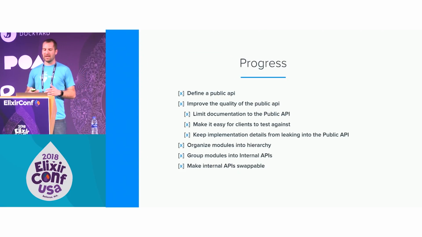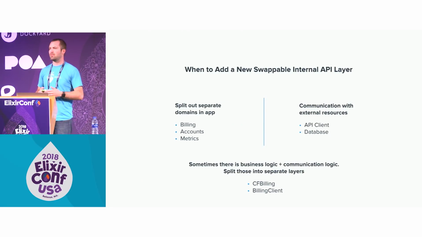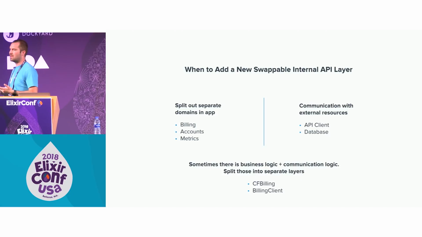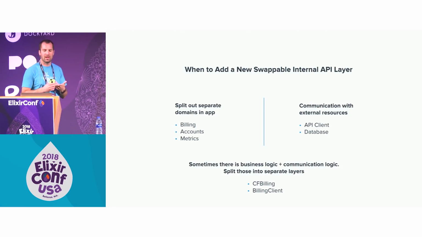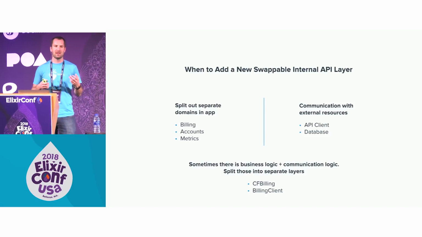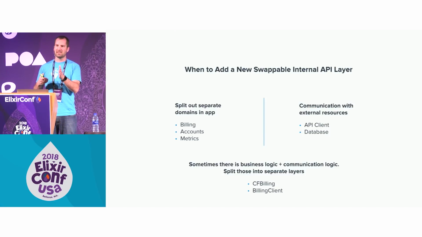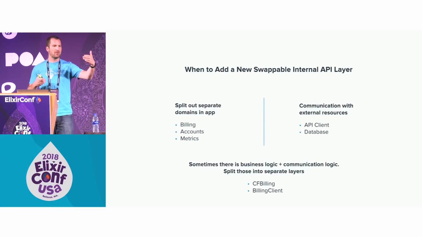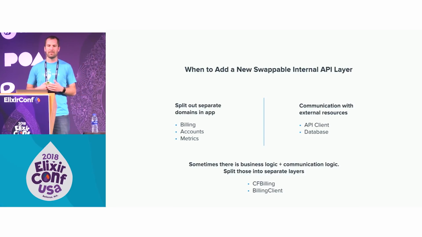Okay, so we've made internal APIs swappable, but really, when do we add a new layer where you can swap things? Well, there are two cases that I've found. First, when you're separating out different domains in your app, things like billing or accounts or metrics. Those domains are pretty separate, so they're a good place to put in an internal API, and then you build the higher layers of your application on top of that.